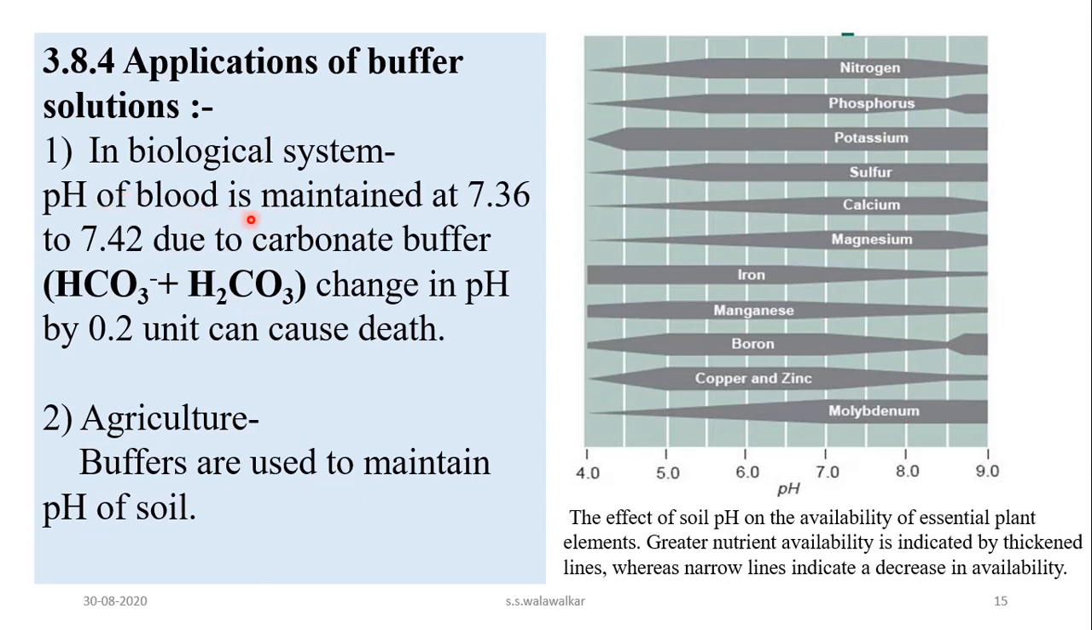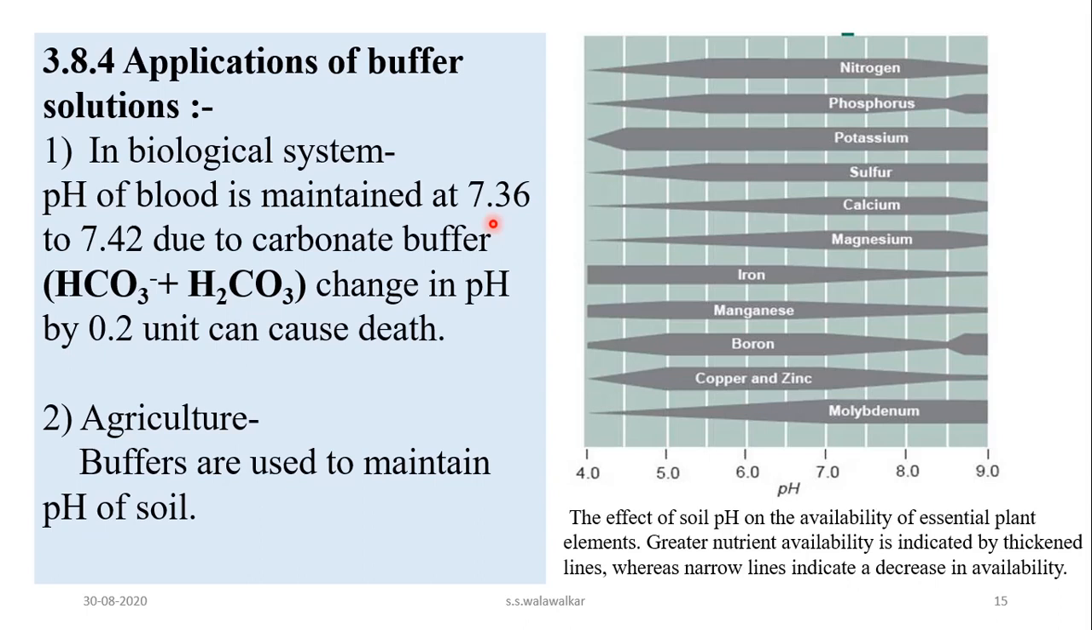The pH of blood, you know, is maintained at 7.36 to 7.42 due to carbonate buffers, that is, HCO3 minus plus H2CO3, which is a weak acid. And a change in pH by 0.2 unit can also cause death. Also in agriculture, buffers are used to maintain the pH value of a soil.